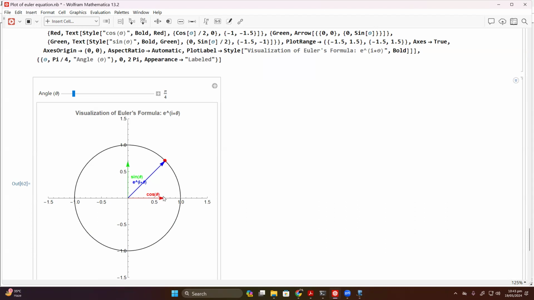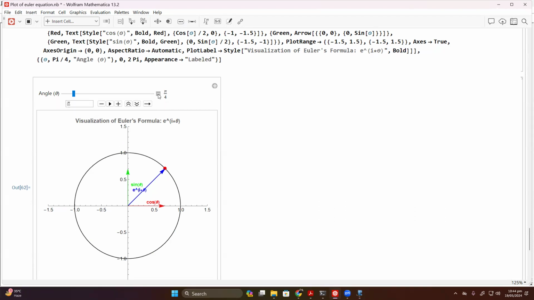Its projection along the x-axis is equal to cos theta, and its projection along the y-axis is this green line. This is sine theta. This is actually r cos theta. This is actually r sine theta, but r is 1 in this case because this is a unit circle and the radius is 1. So this is r cos theta, which is simply cos theta because r is 1, and this is r sine theta, so it's sine theta because r is 1.